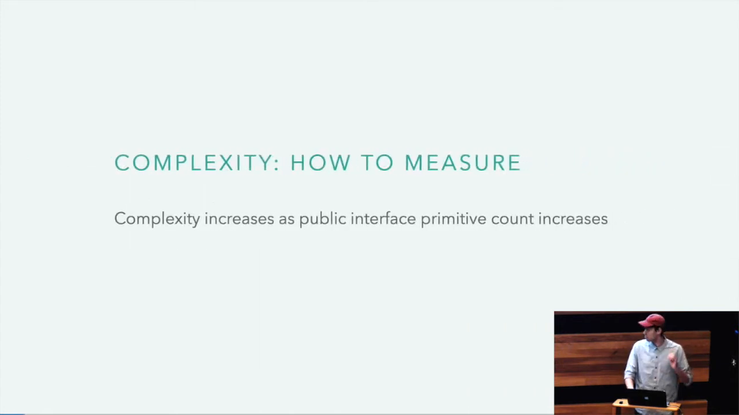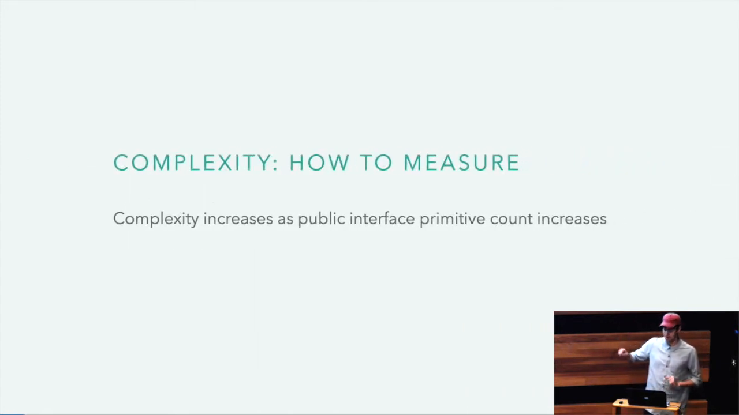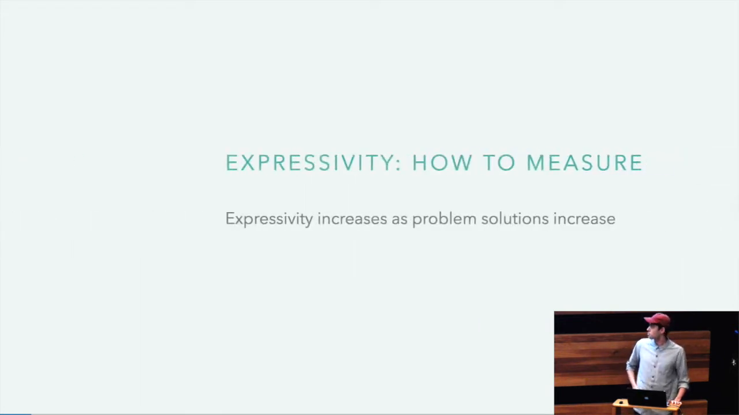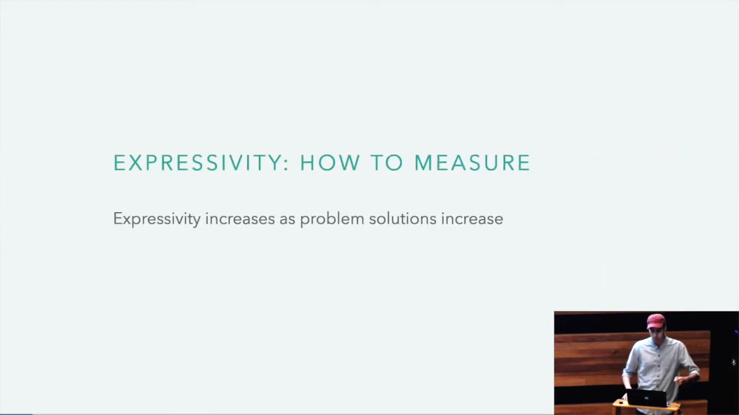And I think we can actually measure these things. I think we can measure complexity by counting the number of exposed primitives on the public interface of your API. And here, by primitive, I couldn't think of a better word, I mean a type, a method, a parameter inside of a method, an error code, a function, anything that someone has to think about when they look at your API. And then expressivity is proportional to the number of solutions to problems that your API exposes to your consumers, and even different solutions to the same problem.